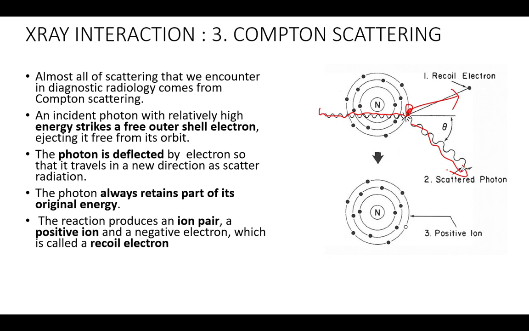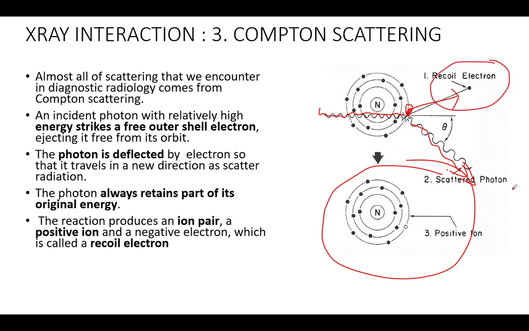The photon always retains part of its original energy. The reaction produces an ion pair, a positive ion, a negative electron, and a scattered photon. This ejected electron is also called a recoil electron.